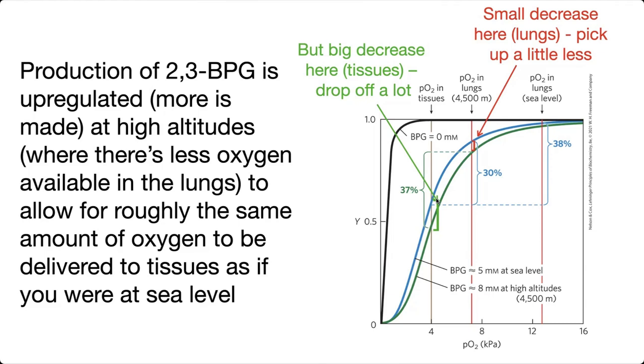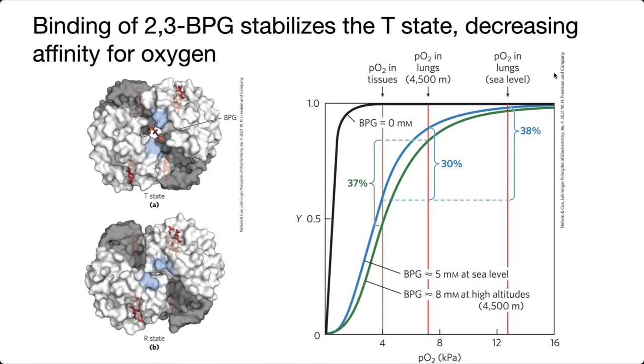But it's also going to come into play because it has effects with altitude. So if we think about the oxygen level, before we talked about how, if we went from the PO2 in your lungs at sea level to your tissues, you're basically going to give up about 38% of the oxygen. So you're going to be delivering about 38% of the oxygen.